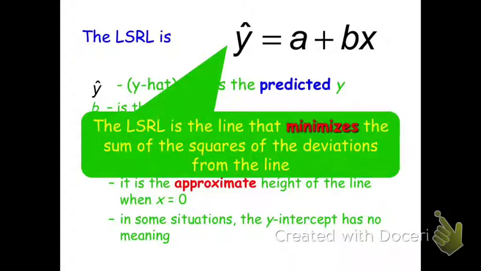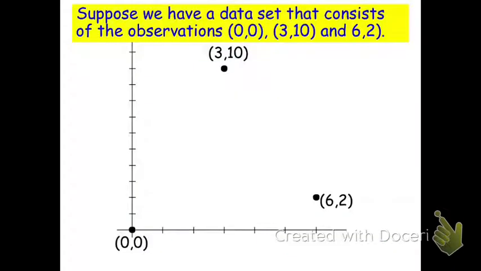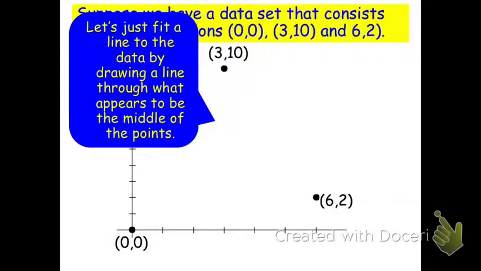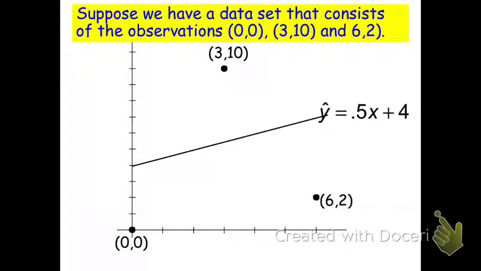Your least squares regression line is the line that minimizes all of your deviations from the line. So basically, the line that is drawn is minimizing all of the distances from your original data points on the scatter plot. So here we have 3 data points. If I were to just guess what I would think would be the line of best fit, the one that goes in between all 3 of these, I would probably draw something right here.